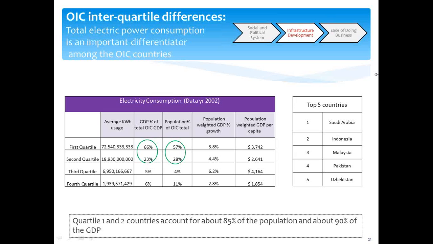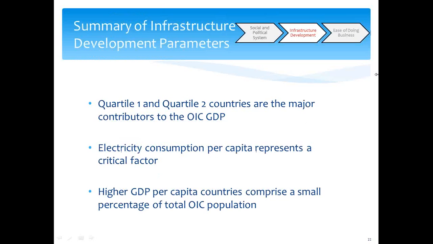So again, to summarize the results in this section, we found that quartile 1 and quartile 2 countries are the major contributors to the OIC GDP. Electricity consumption per capita represents a critical factor, and higher GDP per capita countries comprise a small percentage of the total OIC population.